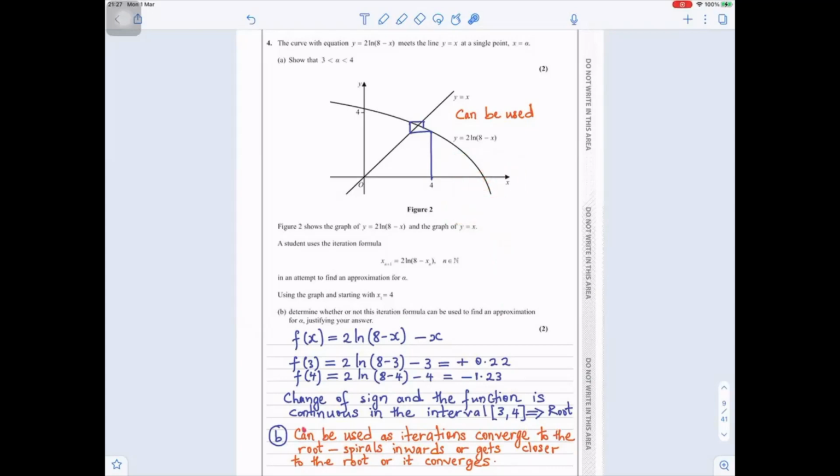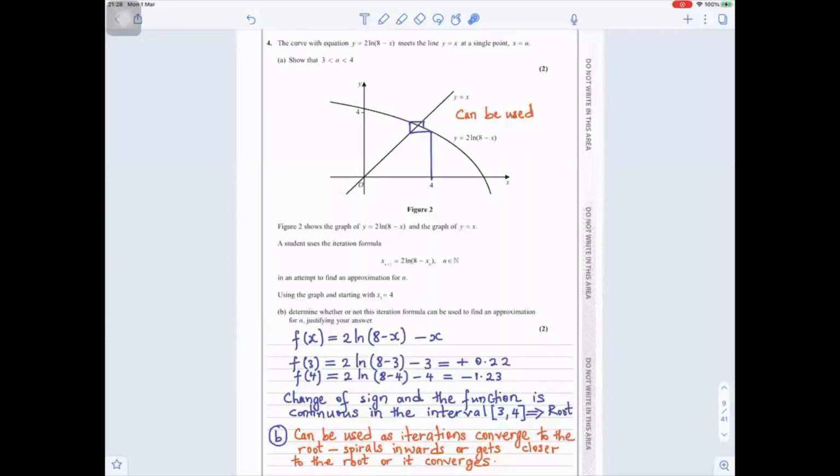So you conclude it can be used as the iterations converge to the root. Spirals inwards, gets closer to the root, or it converges. That's what you will say. The iteration is converging to the root, and you can see it goes to the graph, back to the y equals x line, back to the curve, back to the y equals x line, back to the curve. It is getting closer and closer to the root, which is there in the middle.